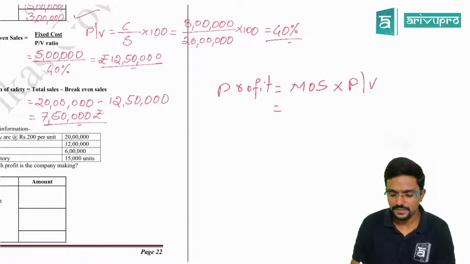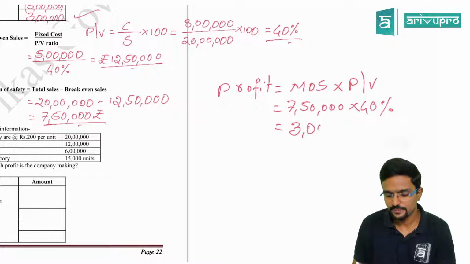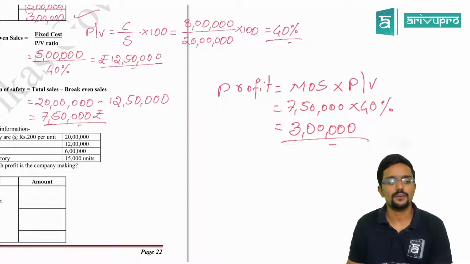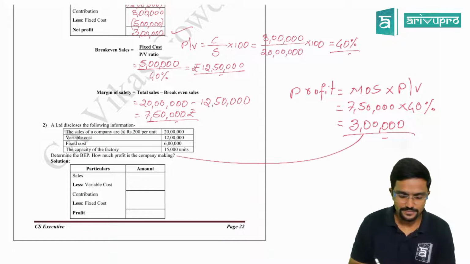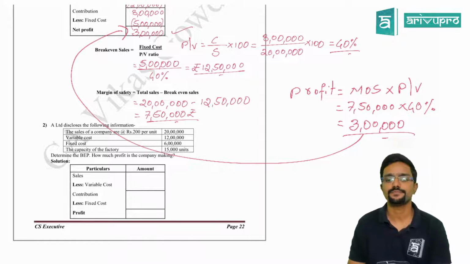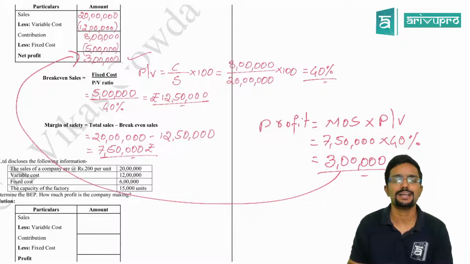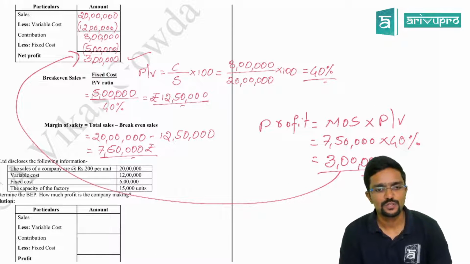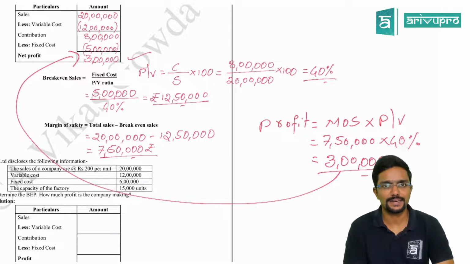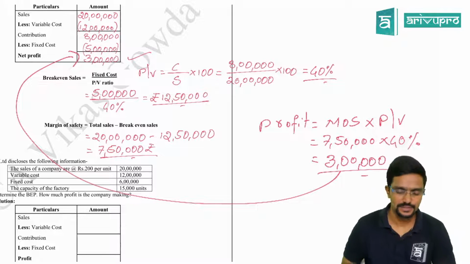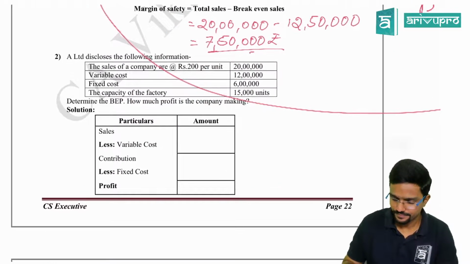So how much is my margin of safety? 7,50,000. What is my PV ratio? 40%. So how much is my profit? It will be 3 lakh. You can check. 3 lakh is my profit. So you can just cross check that here. See, same figure we have got. Actually, they have not asked you to calculate profit. I am just showing it by cross calculating, so that if by chance they ask, you should know how to calculate. Clear? Yes, sir. Chalo. We'll go to the second one.